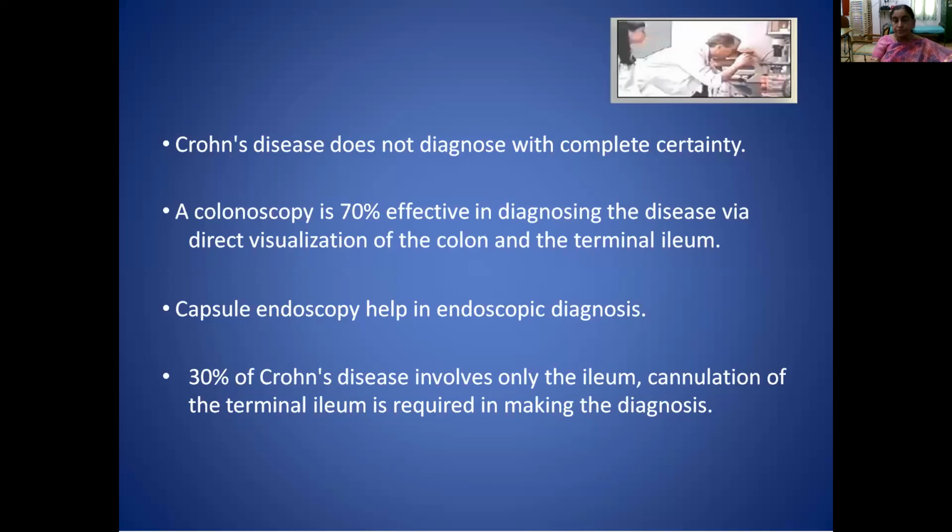And the next one is that 30% of Crohn's disease involves only the ileum. That you must know. That is the reason why cannulation of the terminal ileum is required in making the diagnosis. So you have to go with the colonoscopy and see the terminal ileum, or you can go with small intestinal endoscopy also to see the terminal ileum. So this part must be visualized because the incidence of involvement of the ileum alone is 30%. That is a must.